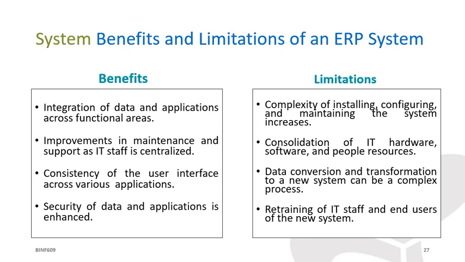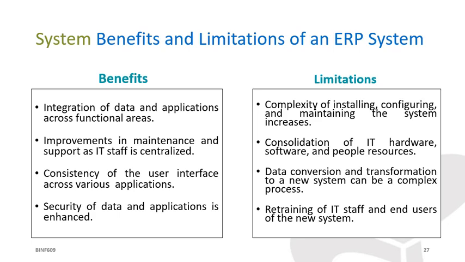In this slide, we will discuss the system benefits and limitations of an ERP system. The organization management that implements an ERP system must account for the benefits and limitations of this system from all viewpoints and focus on the big picture to justify the huge investment in this system to the stakeholders. The system benefits of ERP system include integration of data and applications across functional areas of the organization, that improve accuracy and quality of data, whereas data can be entered once and used by all applications in the organization.